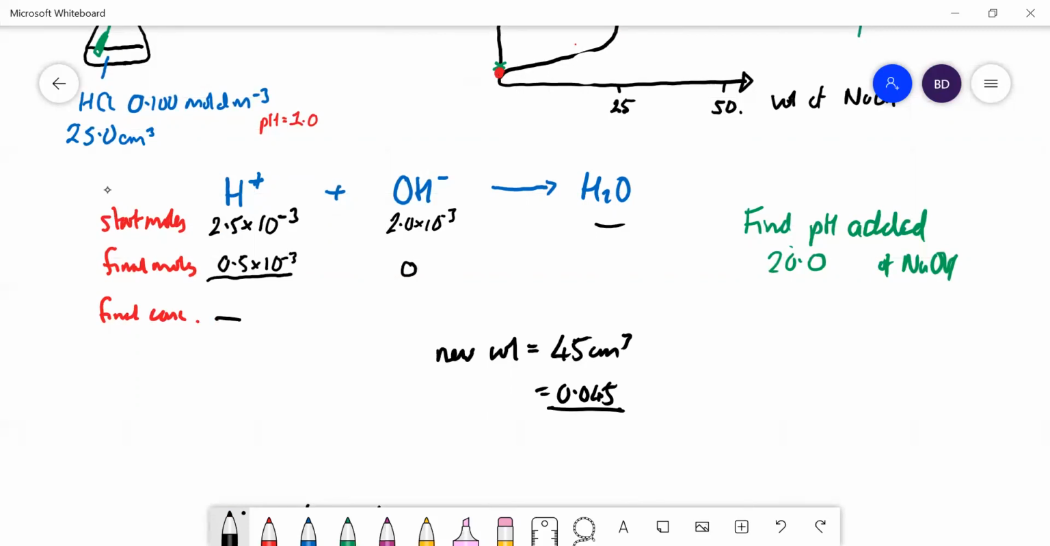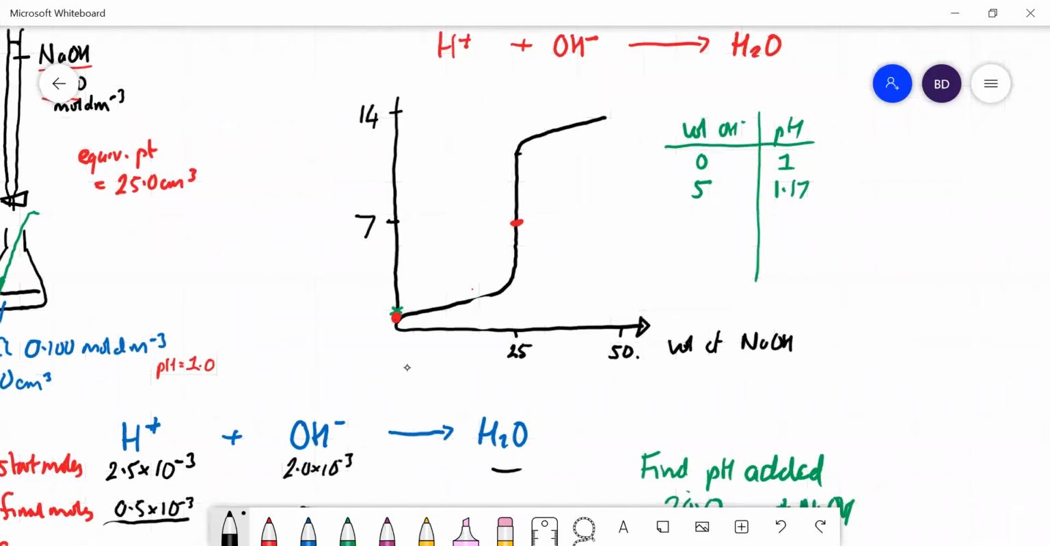The answer is 0.011 recurring, moles per decimeter cubed. Let's take a minus log of that to get the pH. The pH is 1.95, so it's still very low. So I'll put that in there, so that was 20. And the pH has now gone up to 1.95, so it's still low. It's still about here, isn't it?